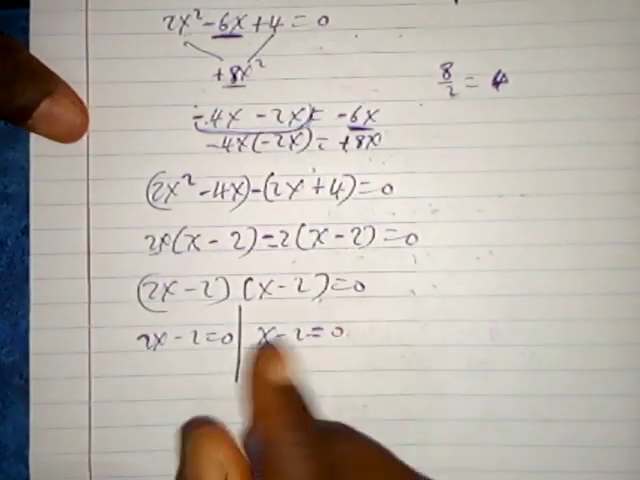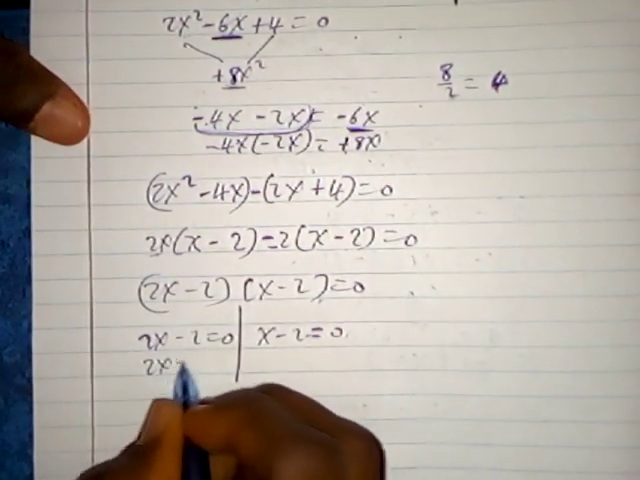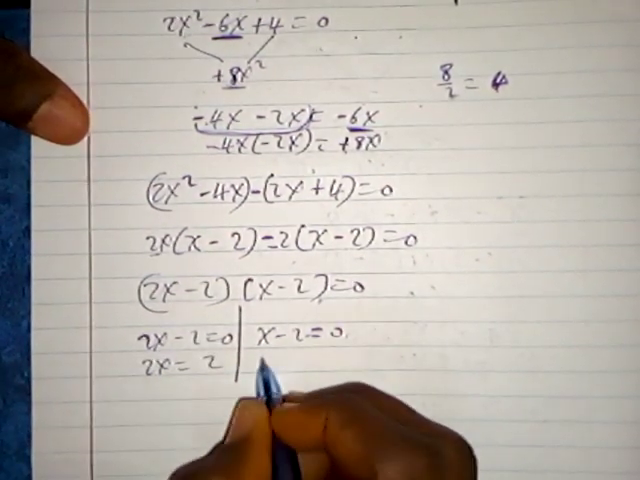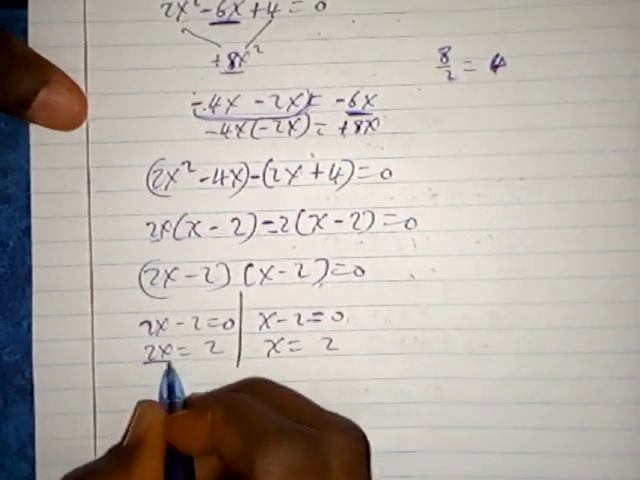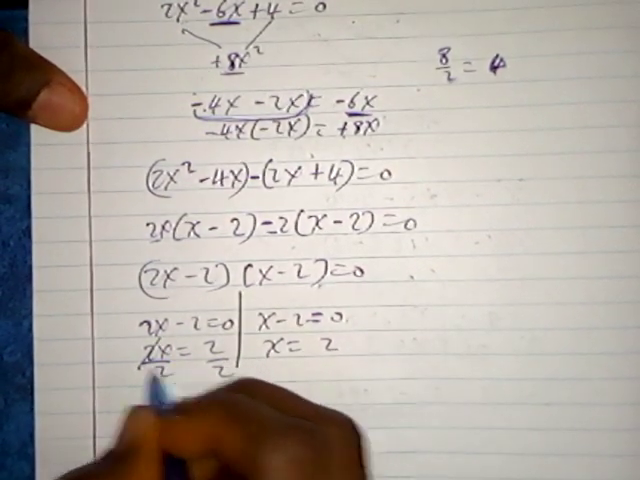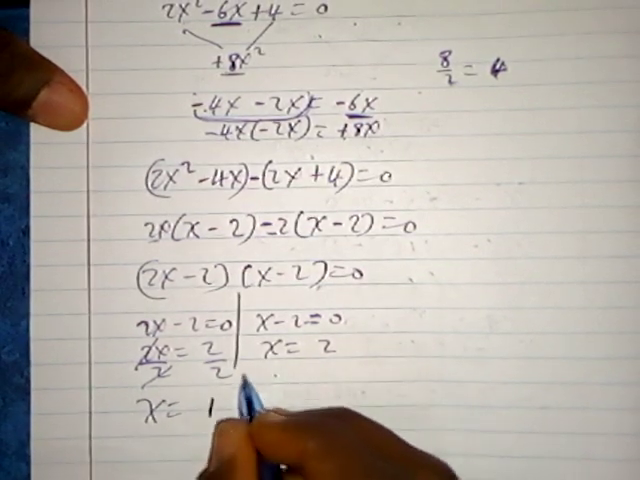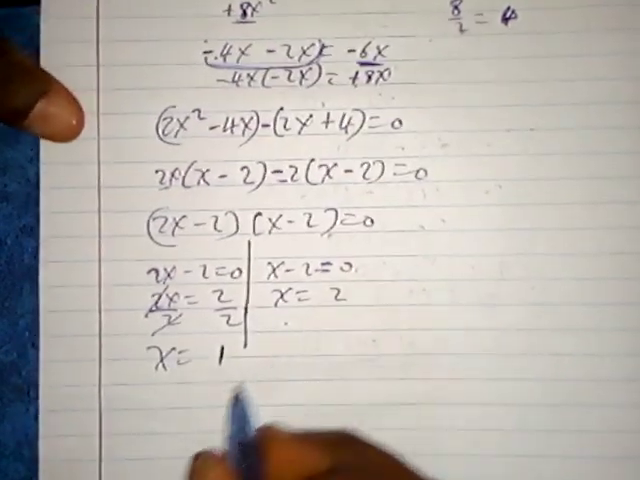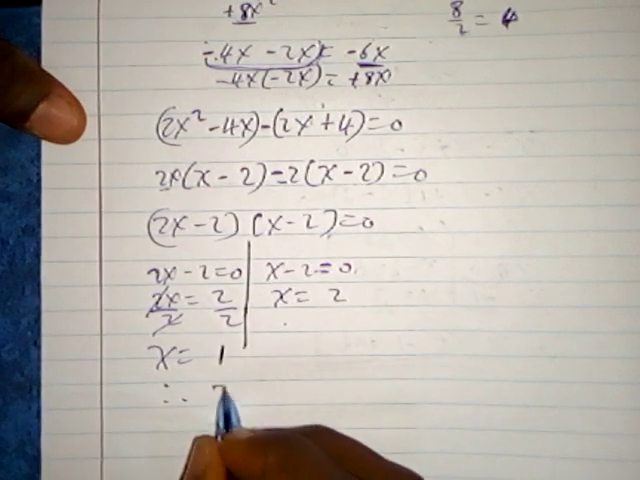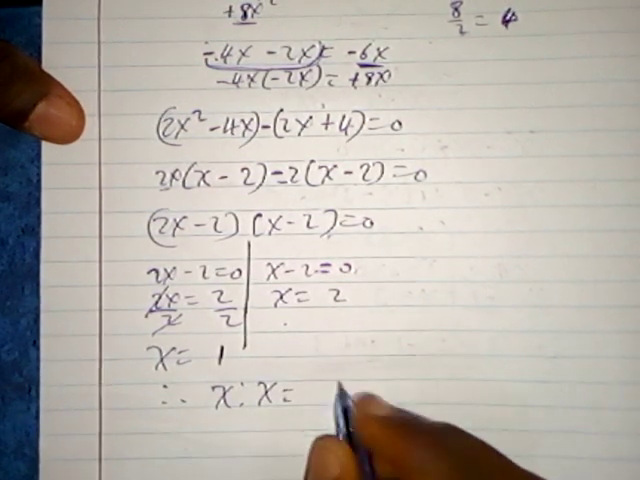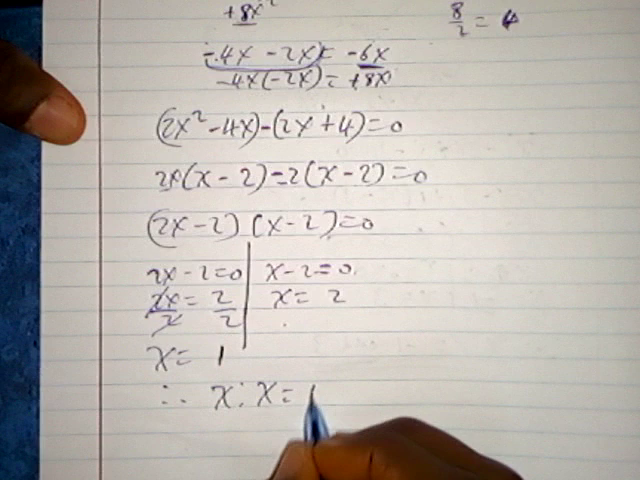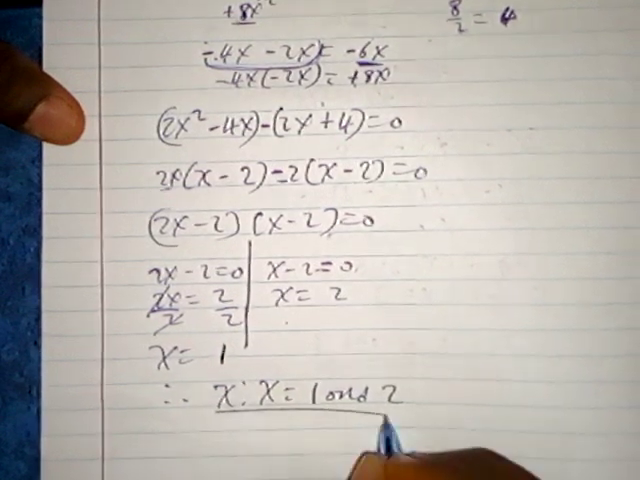You see it? What are we going to do? We transpose, so 2x equals to 2. x equals to 2. Divided here by 2, divided here by 2. This cancels this, so x equals to what? 2 divided by 2 is what? 1. Here x is equal to 2. So what are the values of x? Therefore, the values of x are 1 and 2. You see it?